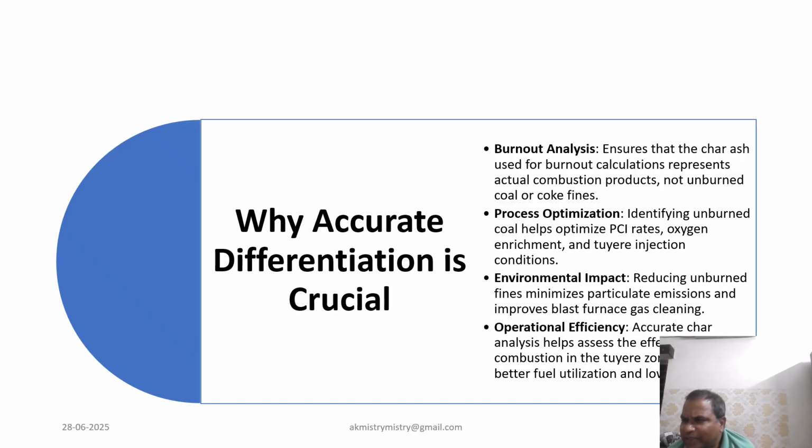So why does accurate differentiation matter? It ties it all together. Why does accurate differentiation of char, coal, and coke matter? Precise analysis ensures better burnout, optimizes furnace operations, reduces emissions, and boosts efficiency in steel production. This slide reminds us that understanding coal burnout isn't just science, it's key to sustainable industry.